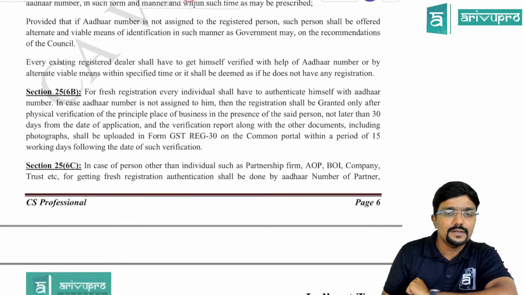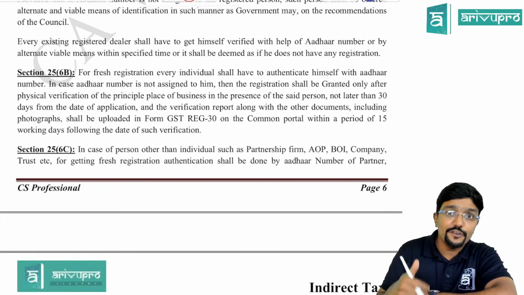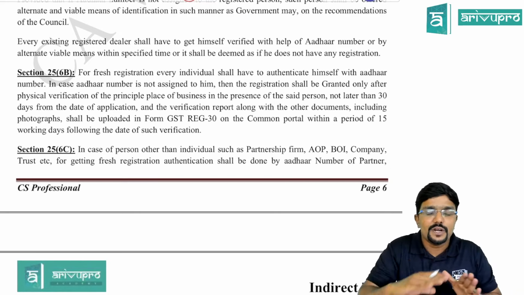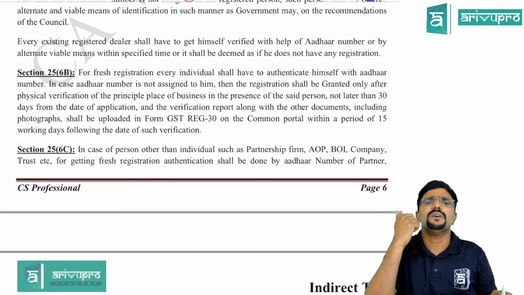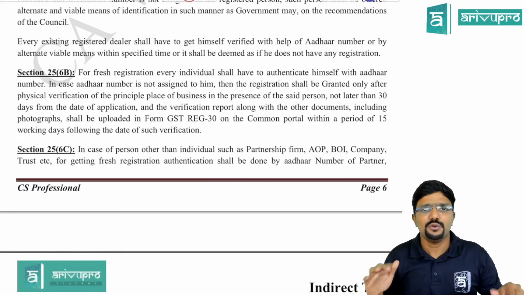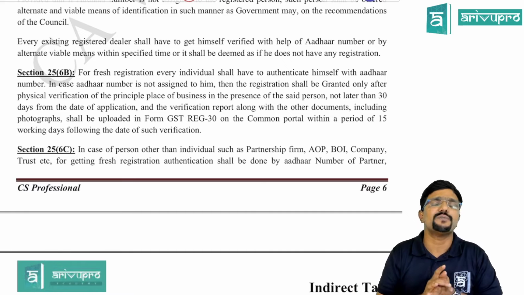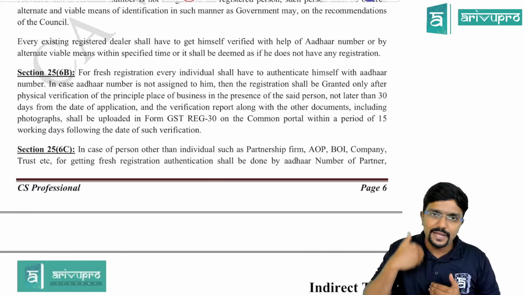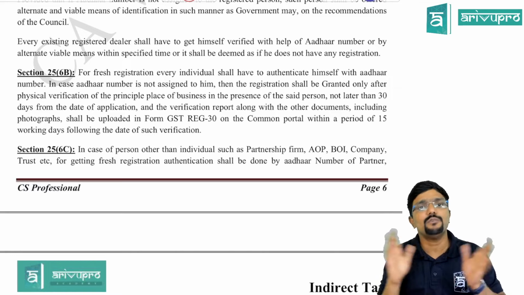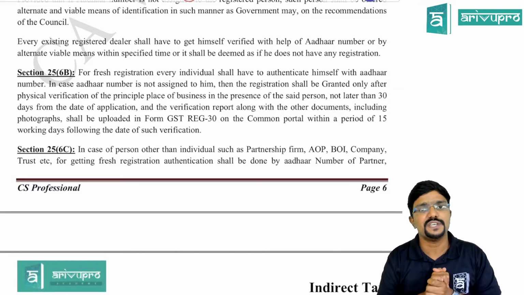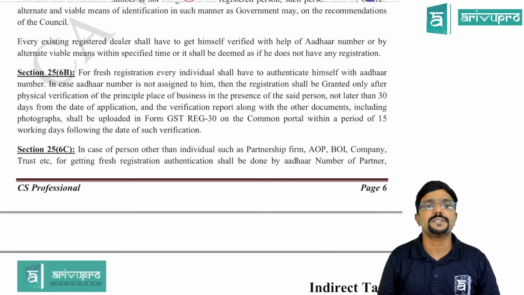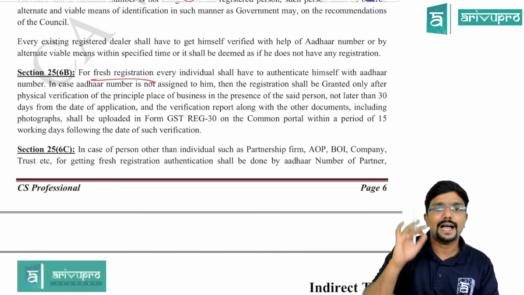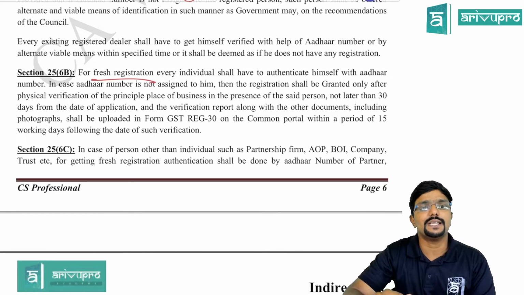Okay. Then subsection 6B was telling, now if you are applying for a fresh registration, that is once these sections were brought, if you are applying for a fresh registration, for you Aadhaar authentication is mandatory. Means you have to give your Aadhaar number, only then registration will be granted for you. For example, if you or me applying for a GST registration today, we have to give our Aadhaar number to get GST registration. That is what subsection 6B is telling. For a fresh registration, every individual shall have to authenticate himself with Aadhaar number.